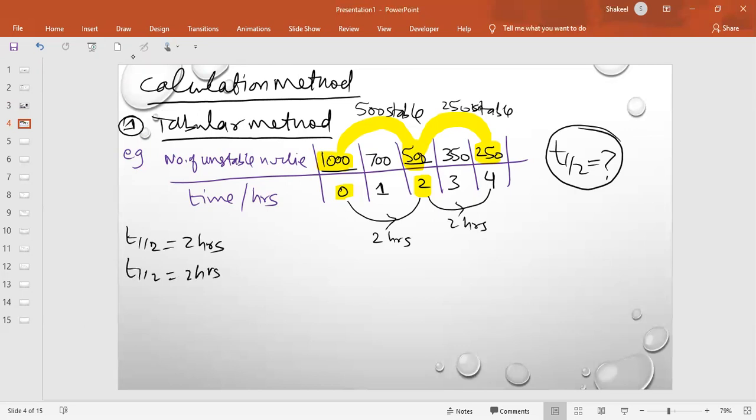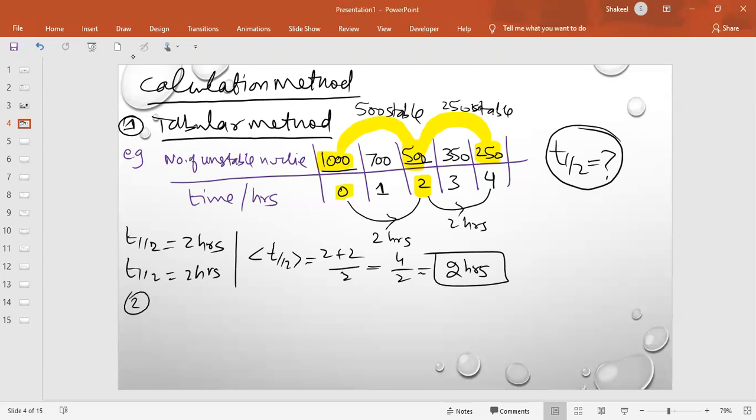It means the average half-life is 2 plus 2 over 2, so that is 4 over 2, which is 2 hours. So the half-life of this radioactive element is 2 hours, which we have calculated through the tabular method. The second method is the decay curve graph.